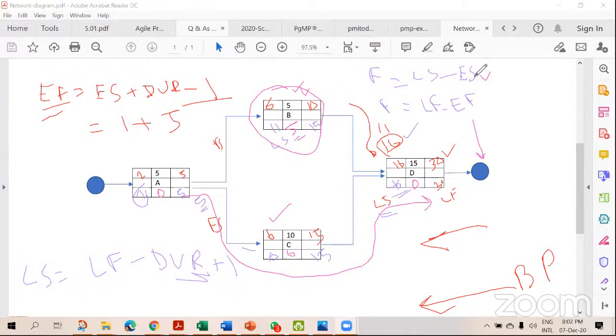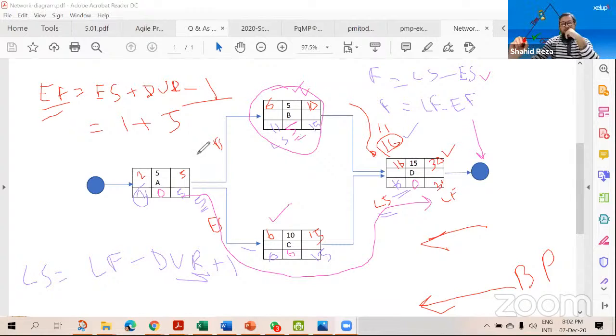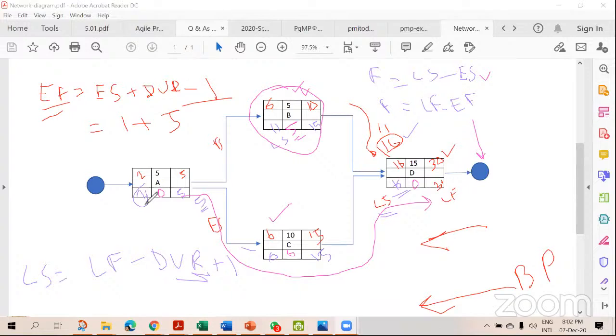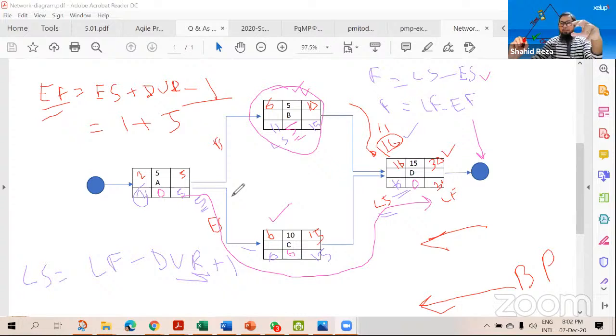I have a question here, like free float, total float, project float, and negative float. Can you elaborate on this, looking into this diagram? Okay, so always remember the way we have found out the float, this is actually total float. There is no formula to find out free float. Total float is related to the total network diagram, to the total path, and also related to the project finish date.